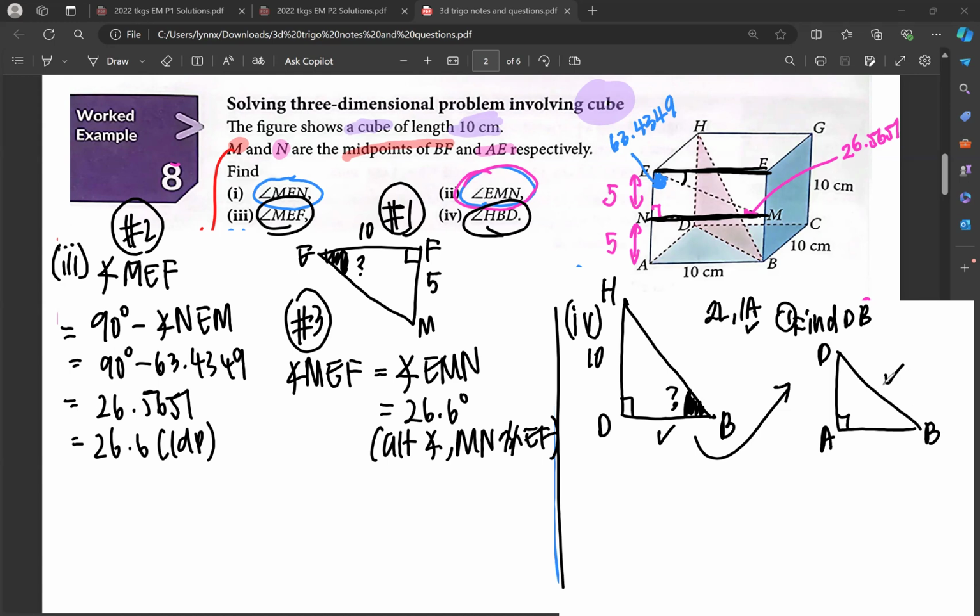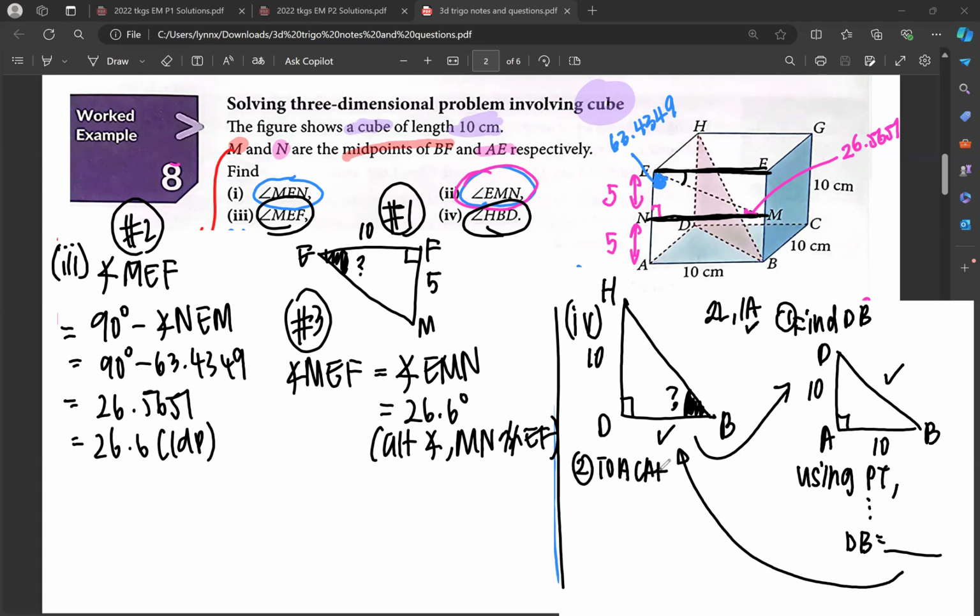So to find DB, do I have information for AD and AB? AD is how much? 10. And then AB is 10. From here, I can use what already? Exactly. So using Pythagoras theorem, you can find DB, right? Once you find DB, you can put it back inside here. Then after the second step, you can use your SOH CAH TOA again to find your angle HBD. Okay? Go. Do it now, then let me mark. Then after that, y'all can go for a break.